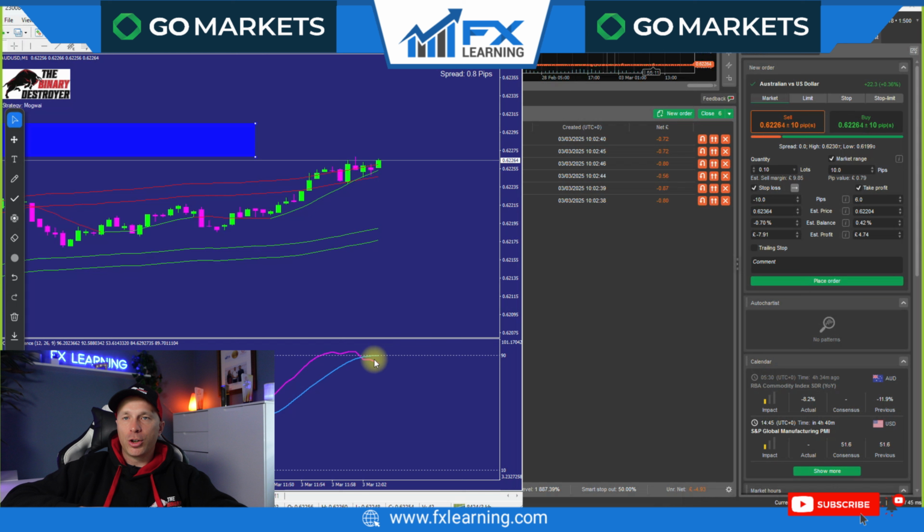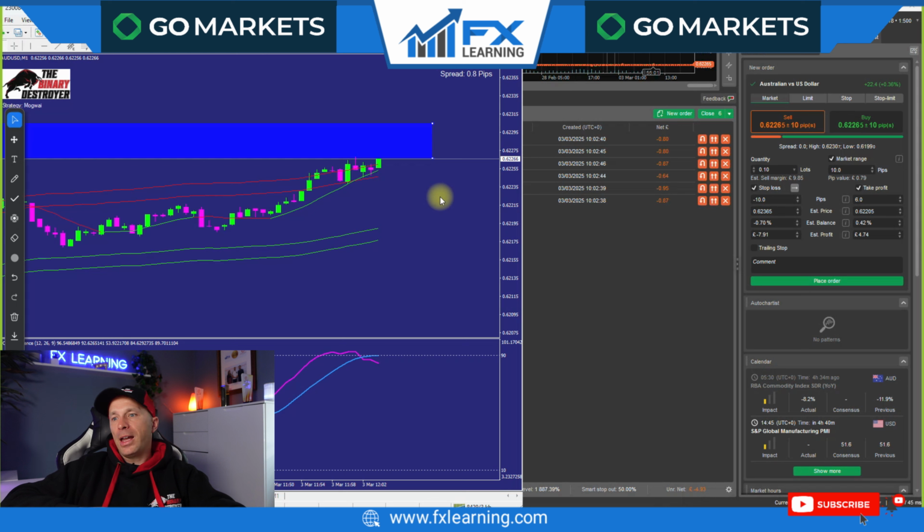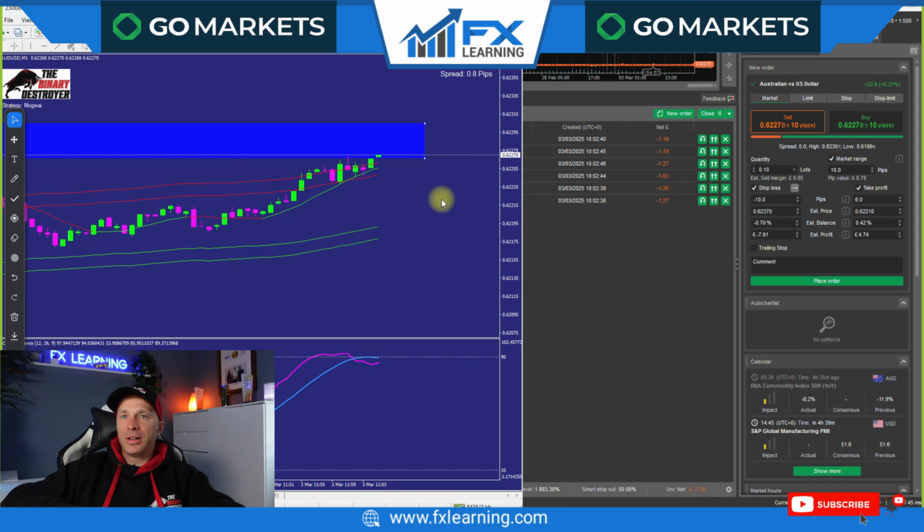But the MACD is not going to go overbought here, and that is it. Hopefully we're going to get a rejection from it. There's an area of resistance here, so we should get a rejection from here. We're going to be in here for a trade for a while.